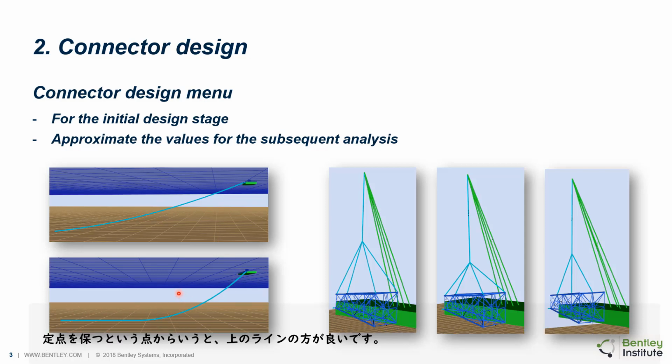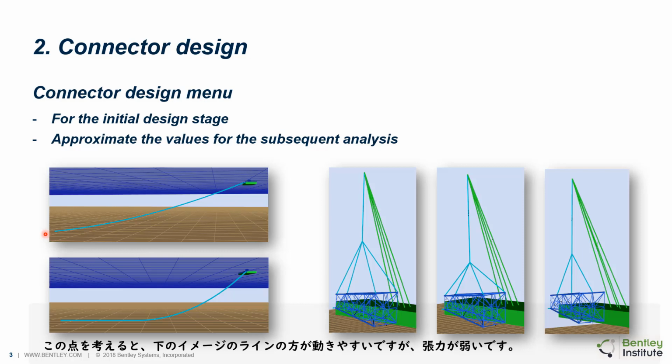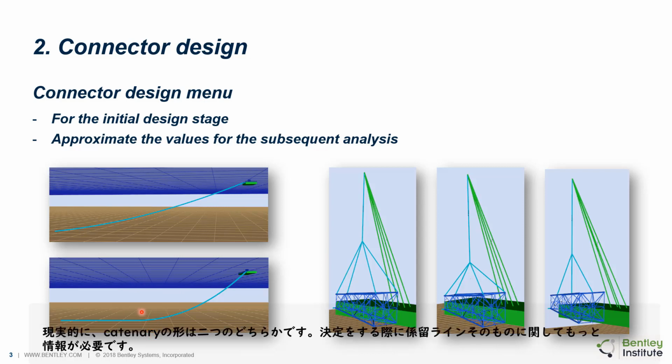From the station keeping point of view, the line in the picture above looks better. But as we know, we also need to think about the line tensions and the forces at the anchor and fairlead point. In this regard, the line in the picture at the bottom allows more motions but has less tension. In the real world, the shape of our catenary system is somewhere between them. So we need additional information about the mooring line itself to make a decision.